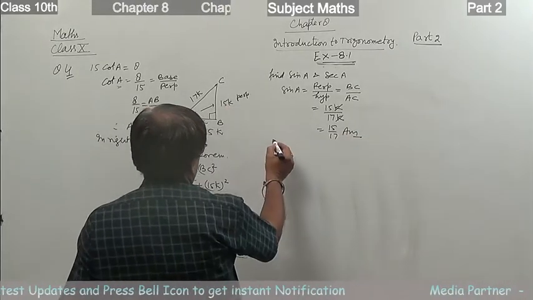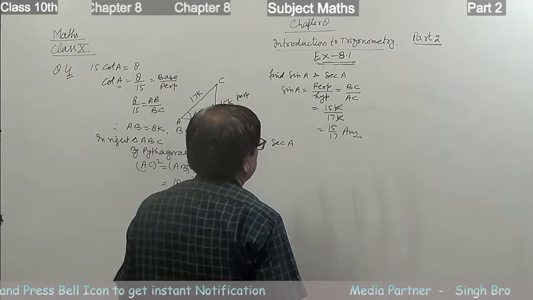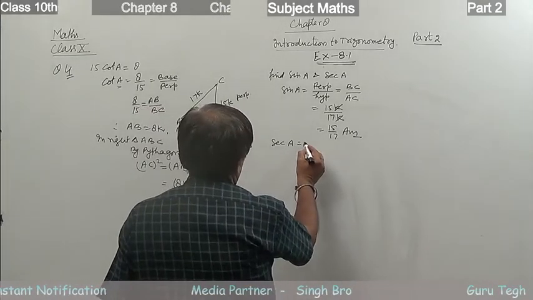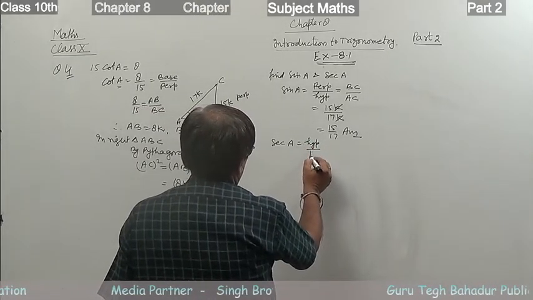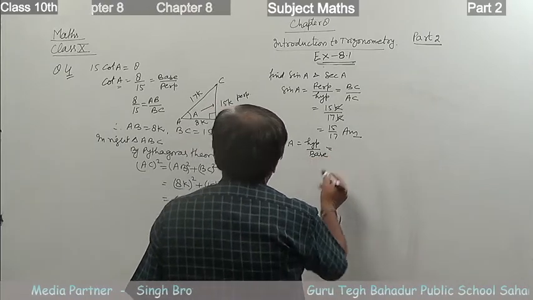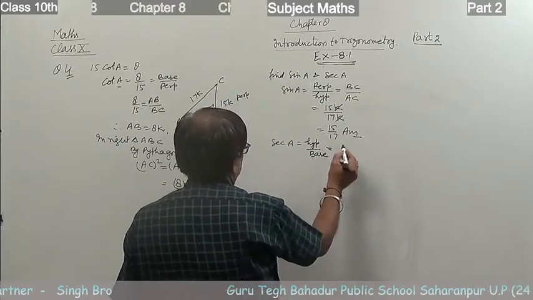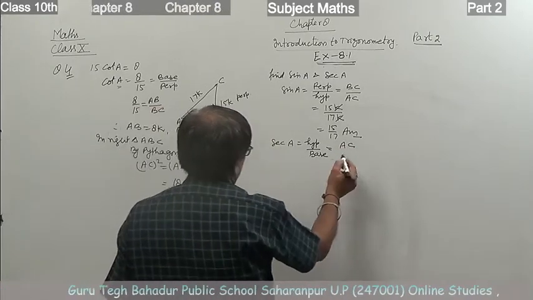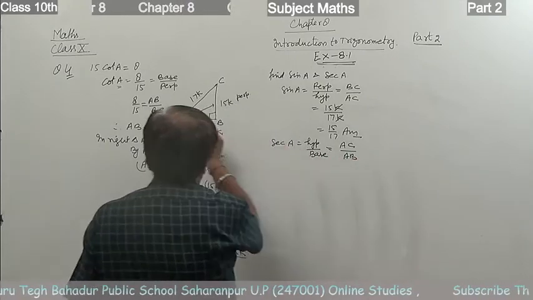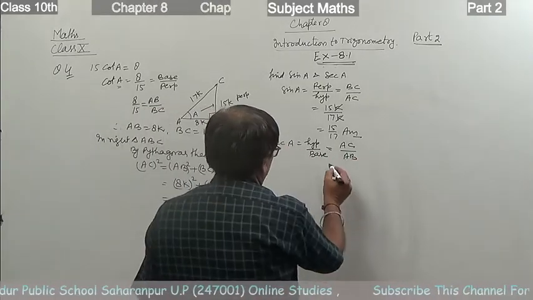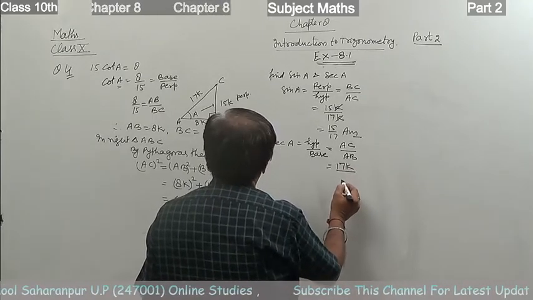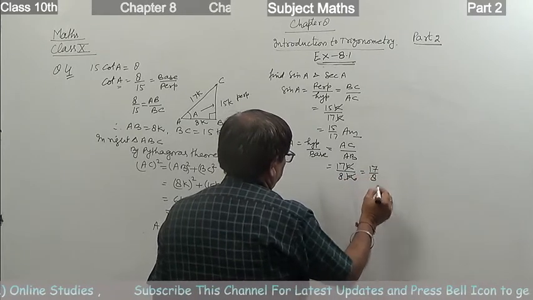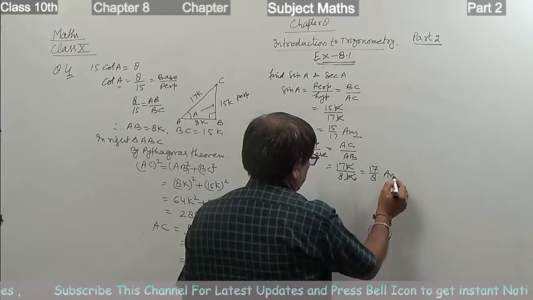Second value, sec A is hypotenuse upon base. For angle A, hypotenuse is AC, this is the BC, this is AB, base is the AB. It will be 17K upon 8K, K and K cancel, 17 upon 8 is the answer.